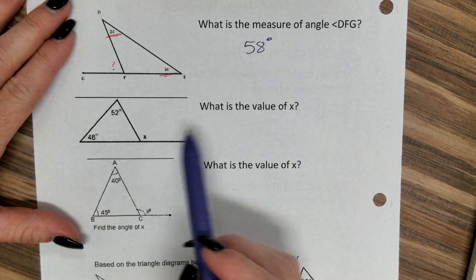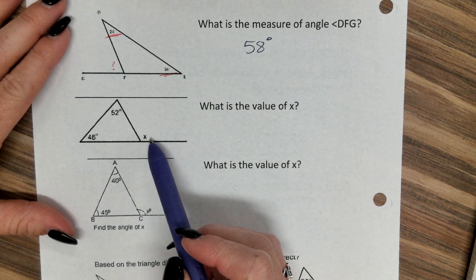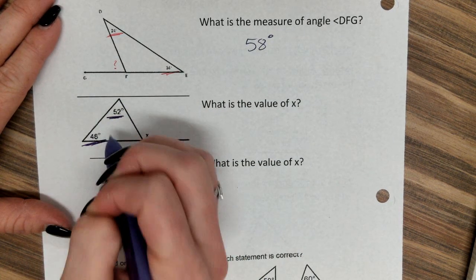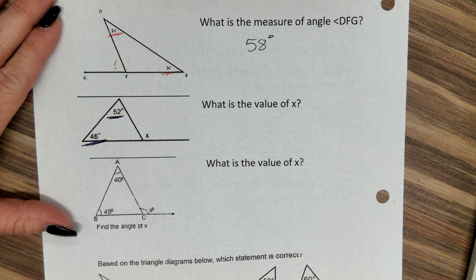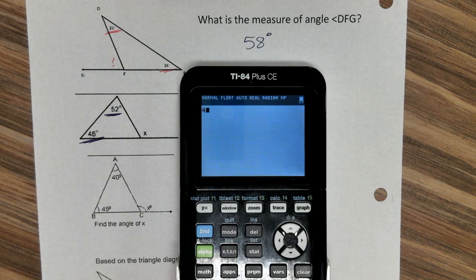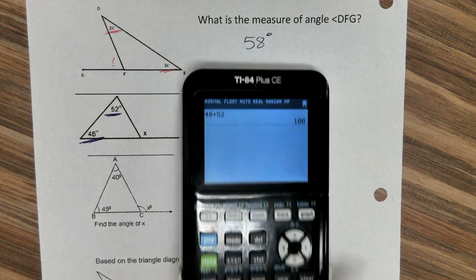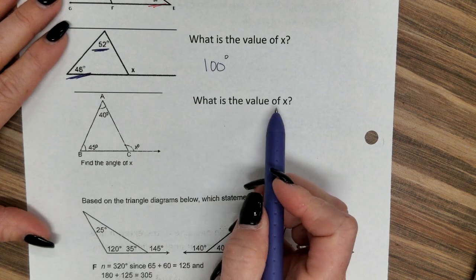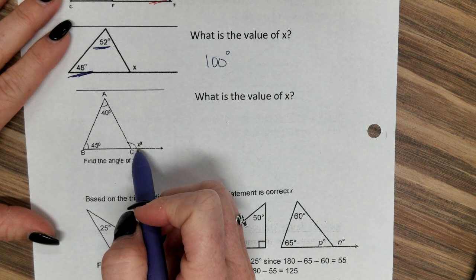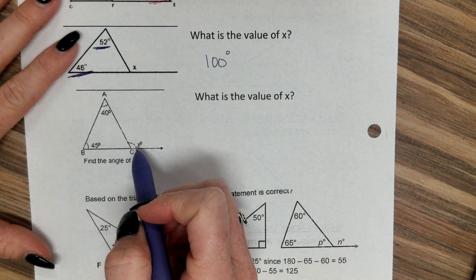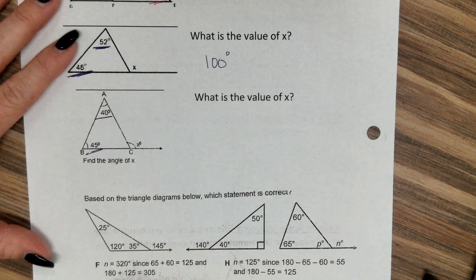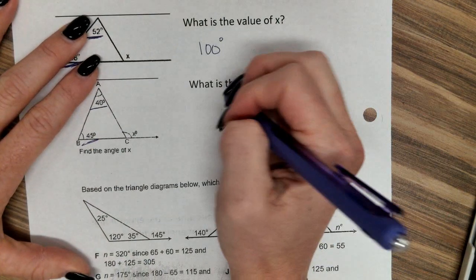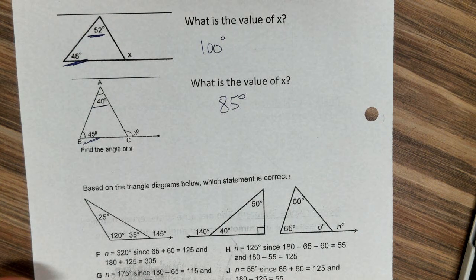All right, look at the next one. It says, what is the value of x? Since x is an exterior angle, the theorem says all you have to do is add the interior angles that aren't attached to it. So what am I going to add? 48 plus 52, which is 100. Okay, look at the next one. What is the value of x? Since x is an exterior angle, what am I going to add? 40 and 45, which is 85.